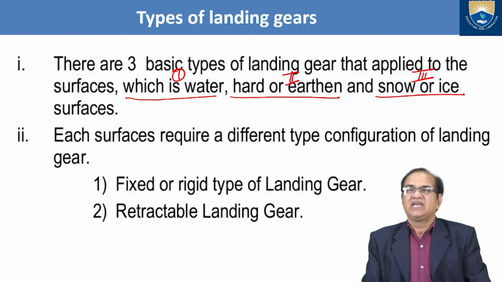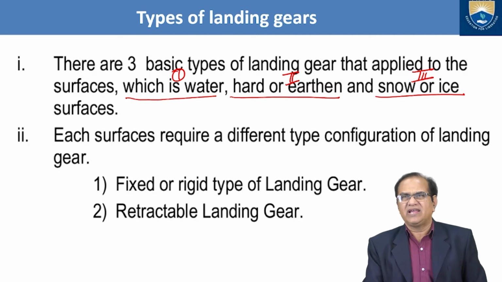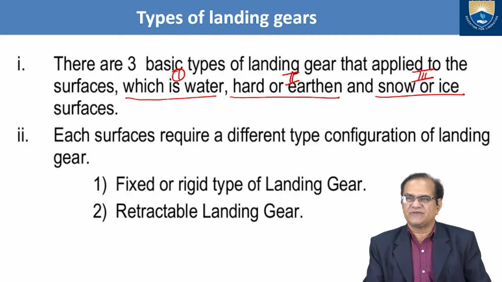That time also, in case of emergency, we should be able to land and take off from that type of surfaces. So accordingly, we have different types of landing gears. Each surface requires a different type of configuration of the landing gear. So for each surface we need different types of landing gears.